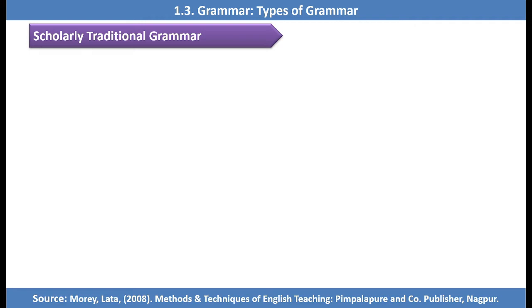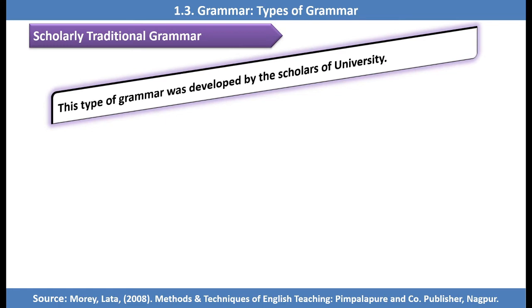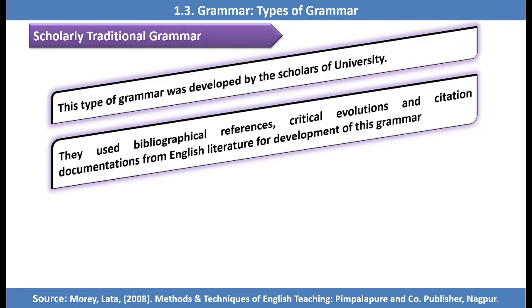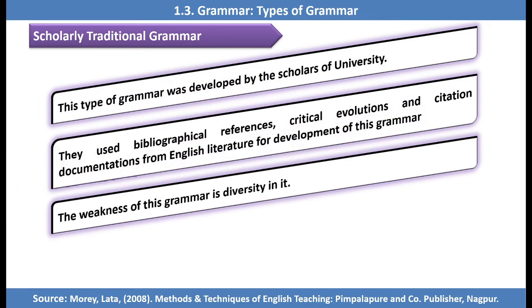The next type of grammar is scholarly traditional grammar. This type of grammar was developed by the scholars of university. Only scholars use this type of grammar. They use bibliographical references, critical evaluations, and citation documentation from English literature for the development of this grammar. That's why only university scholars use this type of grammar.